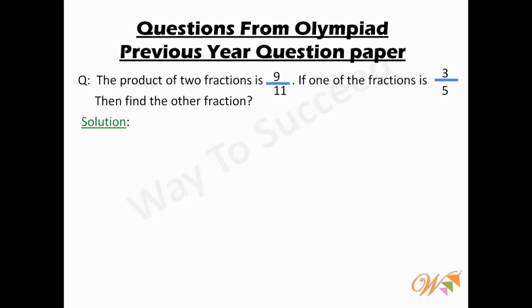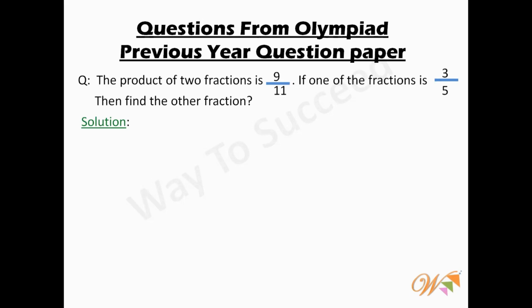Now let's see one example from the Olympiad previous year question papers. It says the product of two fractions is 9/11. Remember, notice product of two fractions. So we were multiplying two fractions and we got the answer 9/11. If one of the fractions is 3/5, find the other fraction. So one fraction is 3/5 and the other fraction is something we have to find.